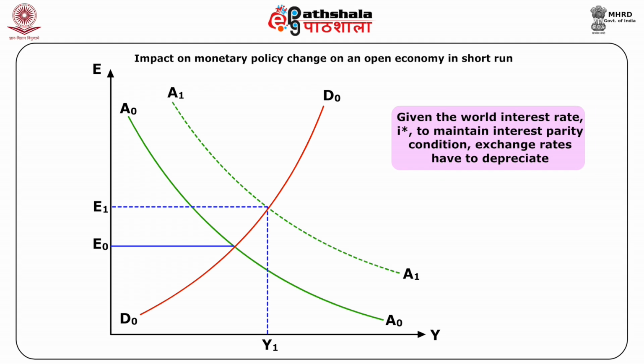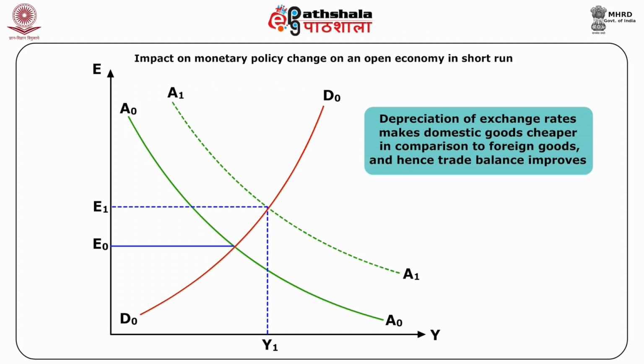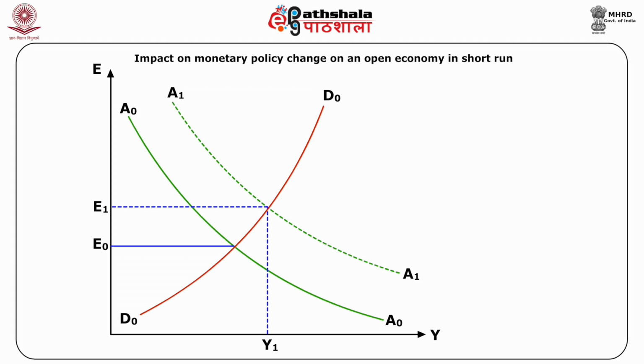Given the world interest rate I star, to maintain the interest parity condition, exchange rates have to depreciate. A depreciation of exchange rates makes domestic goods cheaper in comparison to foreign goods, and hence the trade balance improves. Thus, aggregate output increases in the economy from Y0 to Y1. The new equilibrium level of the nominal exchange rate is E1. Thus, with the monetary expansion, there is an increase in equilibrium output and depreciation of the nominal exchange rate.